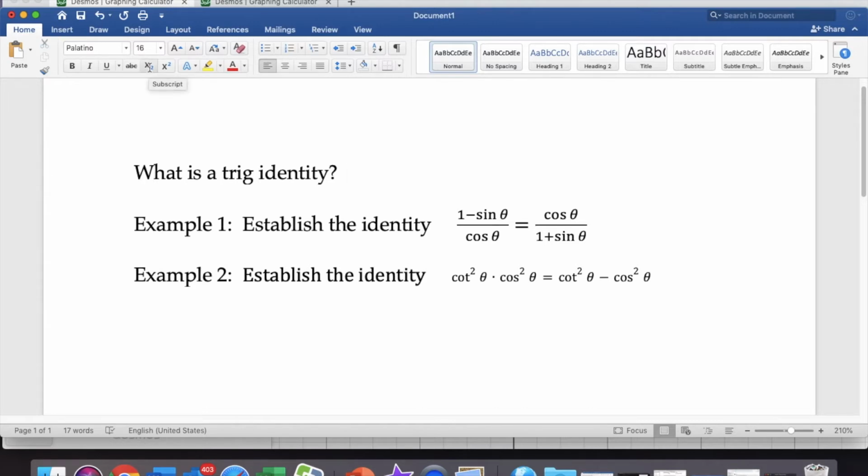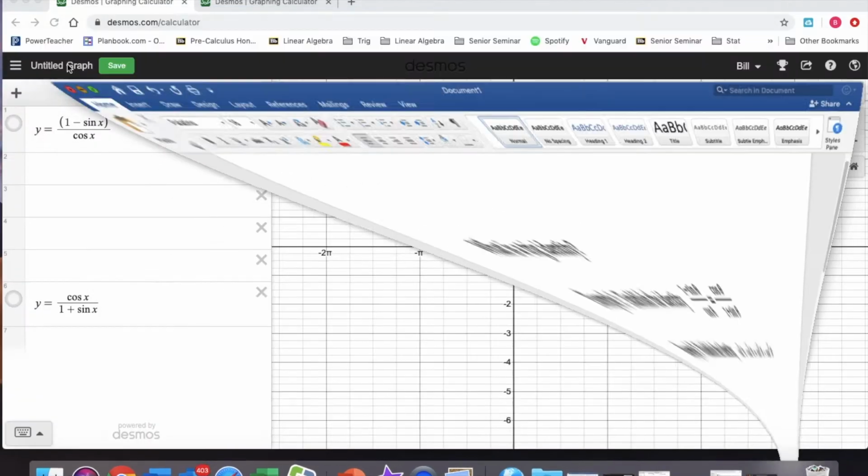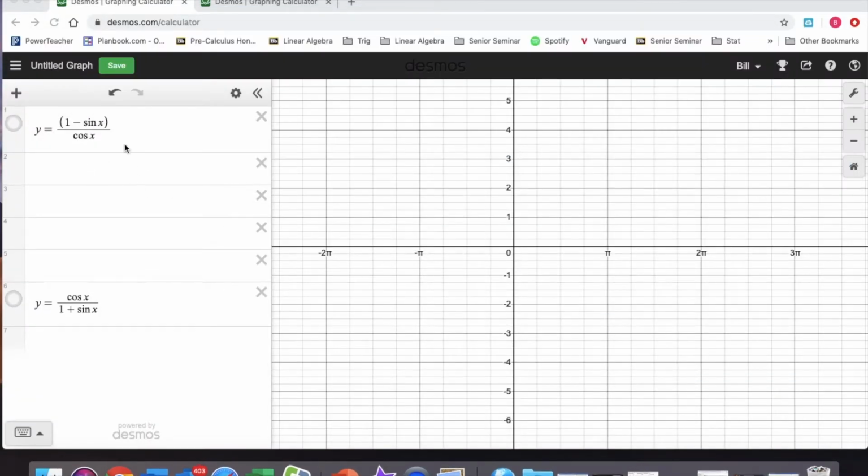So what I'll do here in this video is show you how those steps present themselves on Desmos, and then I'll have a separate little video where we can focus in on the algebra and fine-tune exactly what the good strategies are in order to establish the trig identities. So let's look at example 1 first.